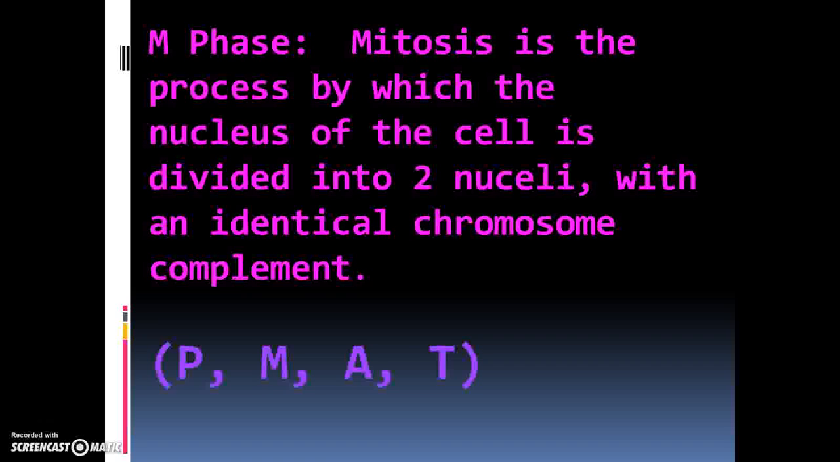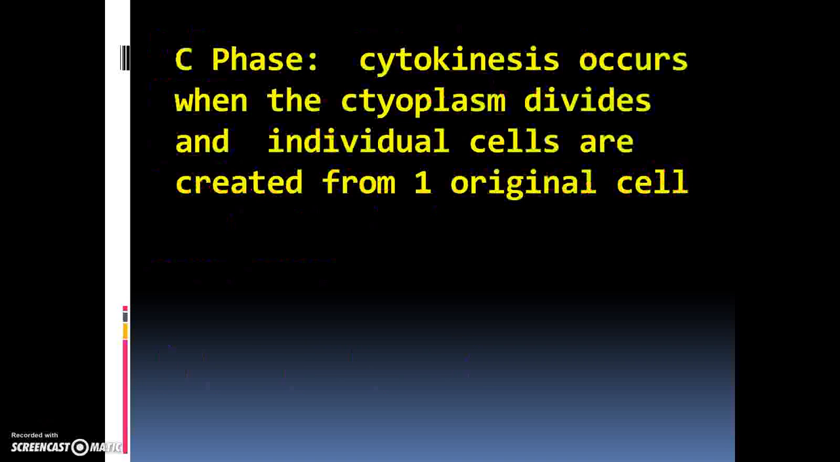Mitosis is also used for repair. So when we cut our fingers, we know we need to make more skin cells to heal that wound. And so we do that by doing mitosis. And then this process is essentially what bacteria do. So we call it binary fission, but essentially it's the same process as mitosis. So this is used in asexual reproduction as well. And then we go into cytokinesis, which happens when the cytoplasm divides and individual cells are created from the one original cell.